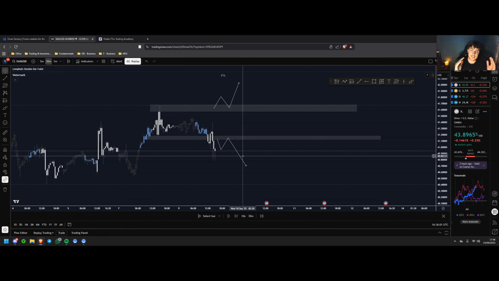Now, to get an entry on this is a whole other story. However, for the time being, you can clearly see we have broken this, we've come back up, and then we've started making some lower lows, which we can finally start taking price to the downside.